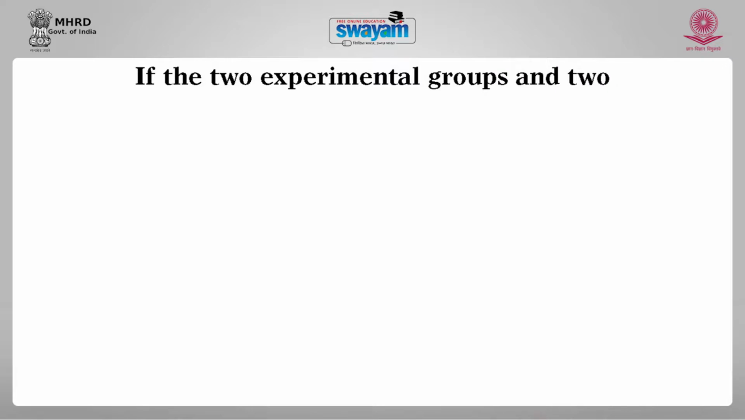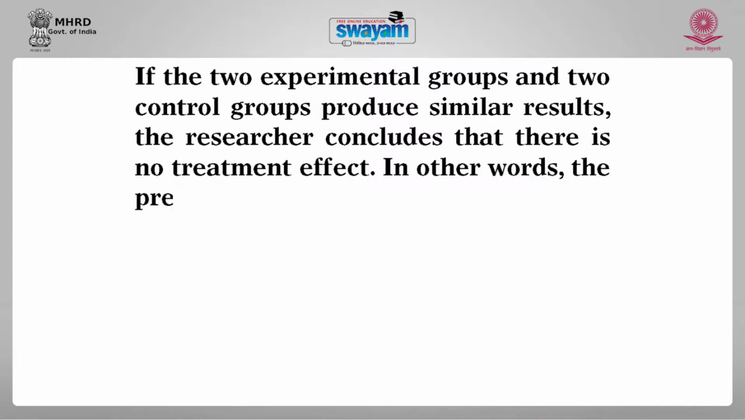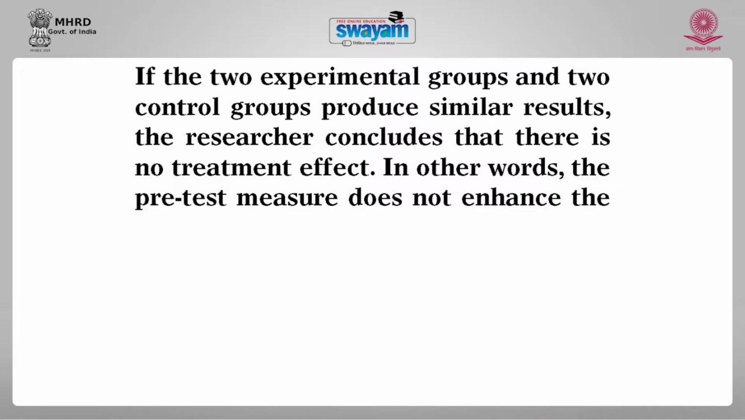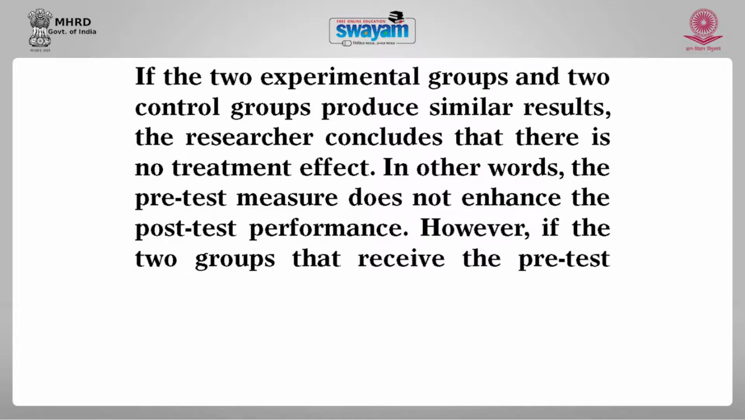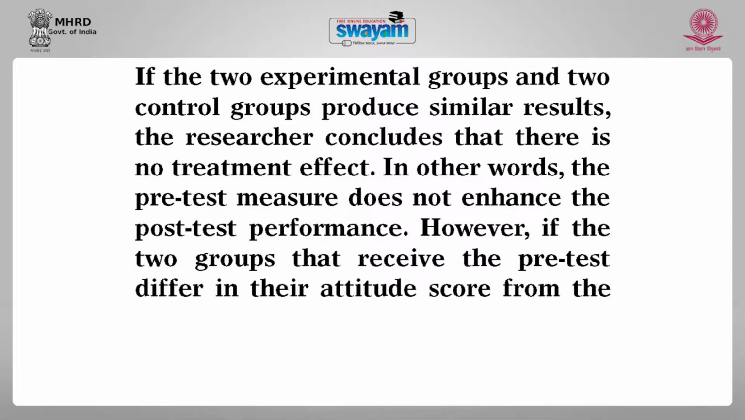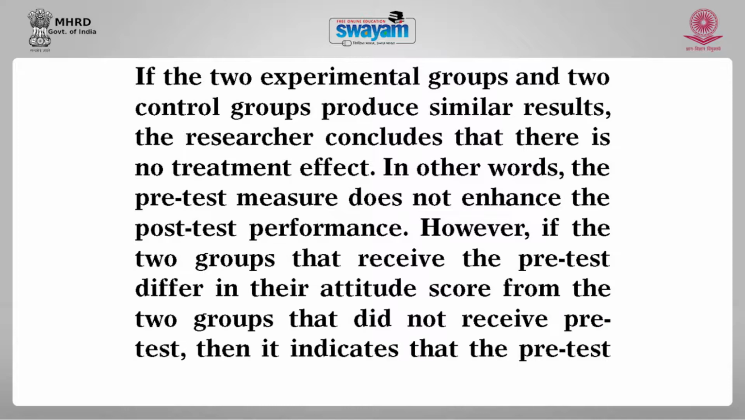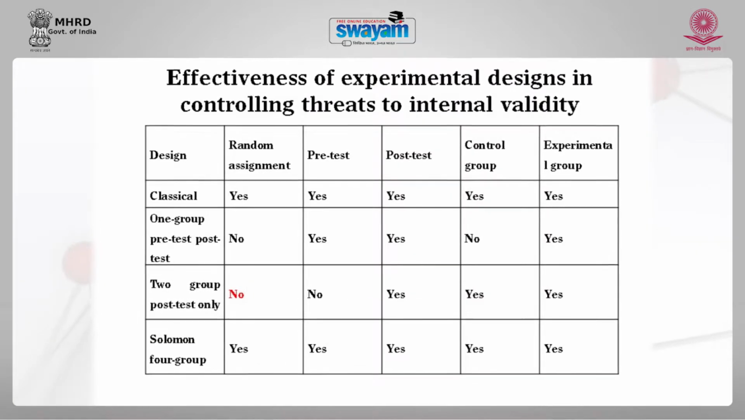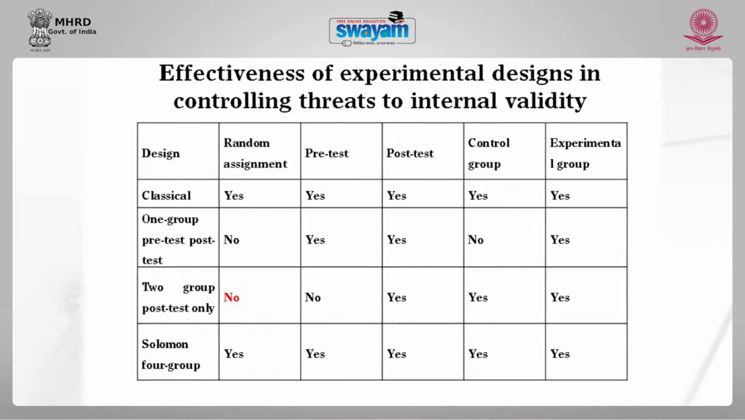If the 2 experimental groups and 2 control groups produce similar results, the researcher concludes that there is no treatment effect. In other words, the pre-test measure does not enhance the post-test performance. However, if the two groups that receive the pre-test differ in their attitude score from the two groups that did not receive pre-test, then it indicates that the pre-test has influenced the post-test. The effectiveness of experimental designs in controlling threats to internal validity is shown in the table below.